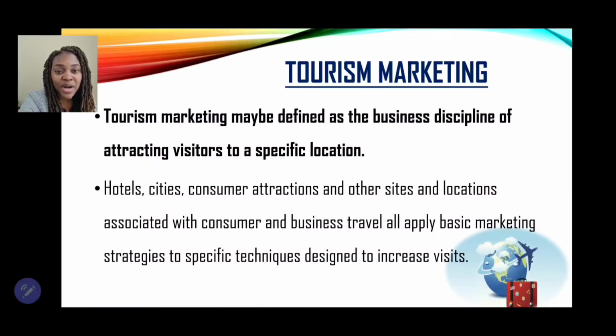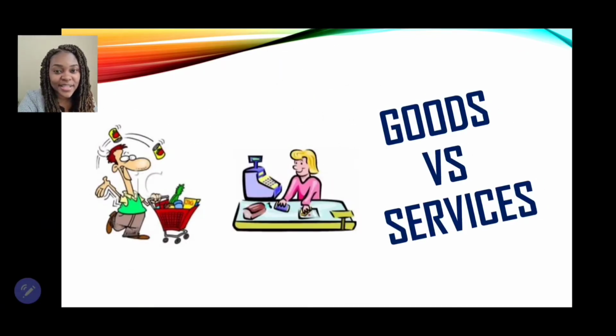So tourism marketing refers to the business discipline of attracting visitors to a specific location. Now, that location may be hotels, it may be attractions, it may be adventure parks, right? And whatever is designed by the business, the whole motive is to attract persons to visit these destinations. All right. Now, let's take a look at goods and services.